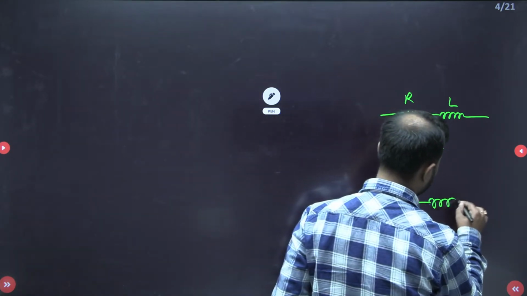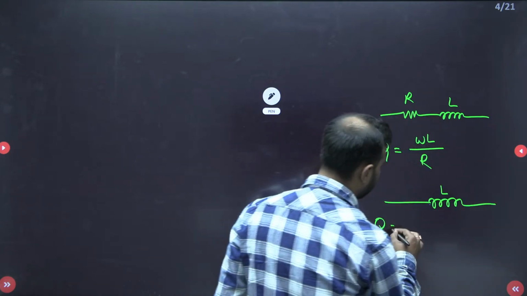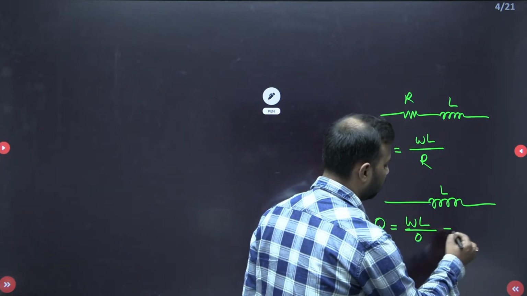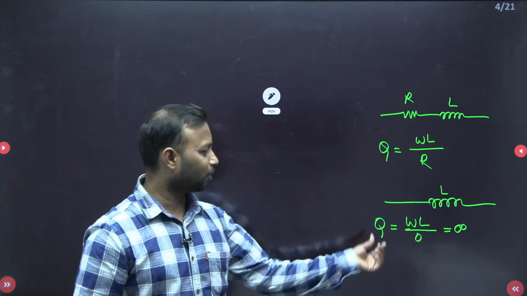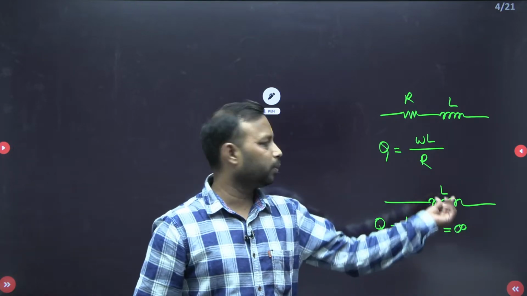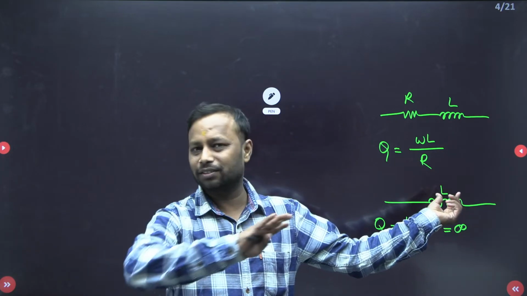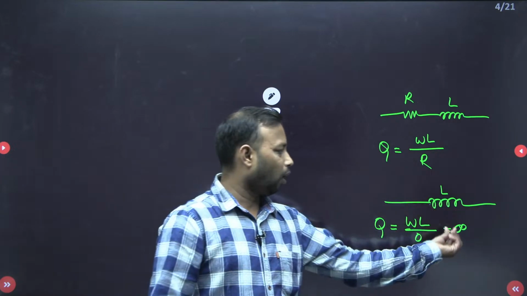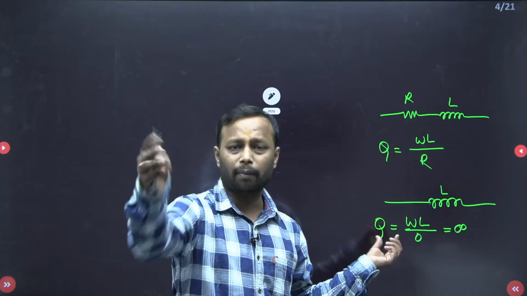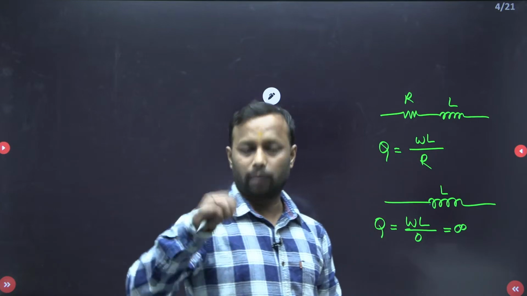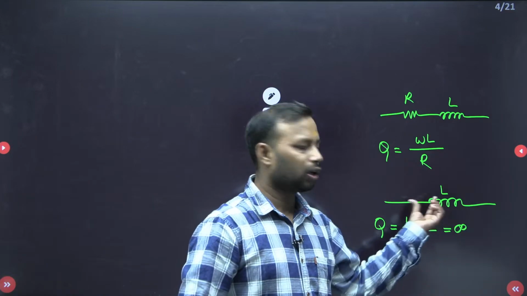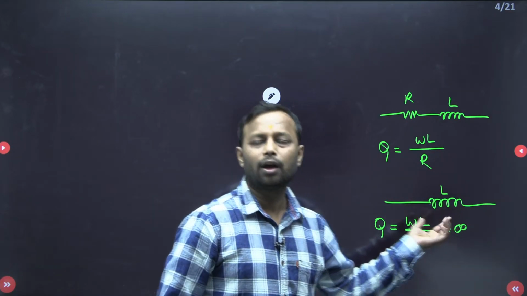What will be the quality factor of a purely inductive element? Say this is your inductor. So what is the quality factor? Omega L divided by R, where R is 0. So this is equal to infinity. What does it imply? Please do not say that the quality factor of this coil is infinite, meaning the energy stored by the inductor is infinity. No, there is no such concept of infinity. It implies that whatever energy is supplied by the source, the total energy will be accepted by the inductor. No energy will be dissipated, because here you do not have any resistor. Okay, so this is a point.